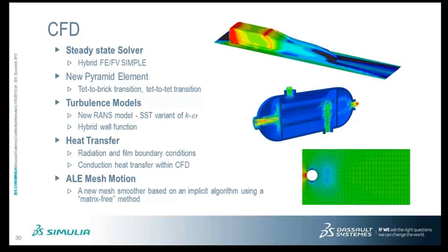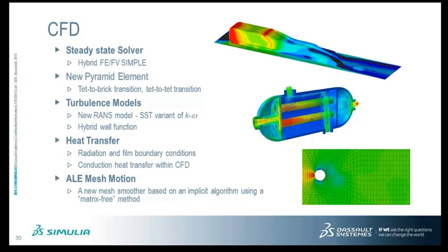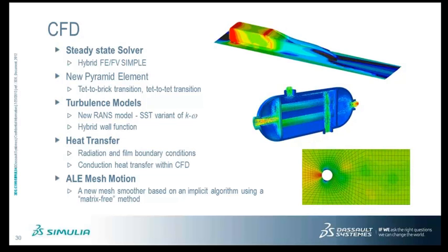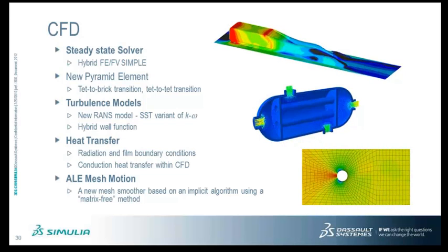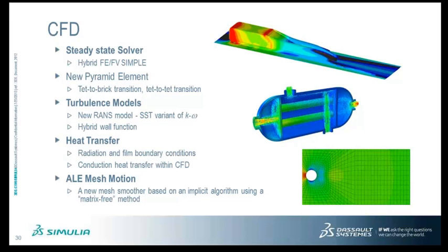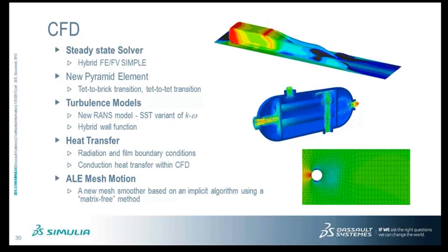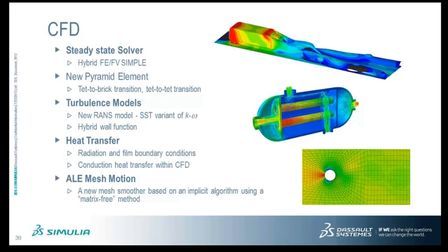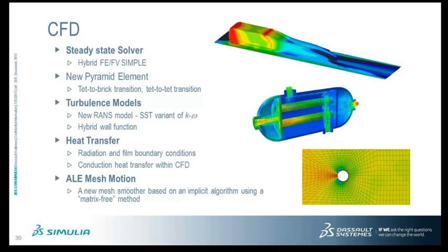We've also introduced a CFD heat transfer capability. So this is a first step towards a fully integrated conjugate heat transfer capability inside of CFD. Currently, if you want to do a conjugate heat transfer analysis, you can do the CFD part in CFD and then use a COSIM to couple that with a heat transfer analysis in Abaqus Standard.